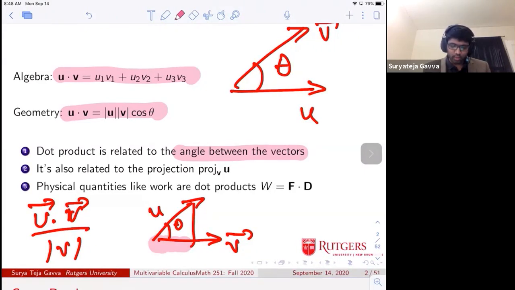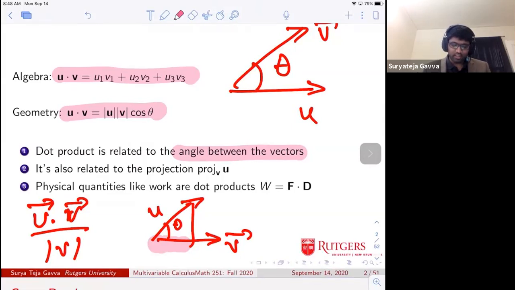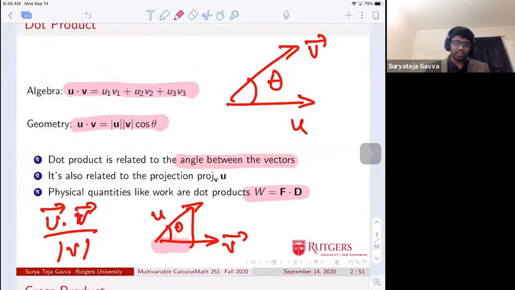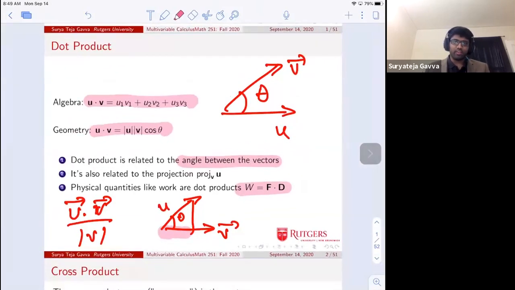Also, if you do physics or any kind of more real-world stuff, you'll see that dot products appear in terms of many quantities. For instance, the ideas of work and energy are related to the dot product. It's the dot product of the force and the displacement vector. So that's the story of the dot product: a formula in terms of the components, and how it relates to the angle between the vectors.